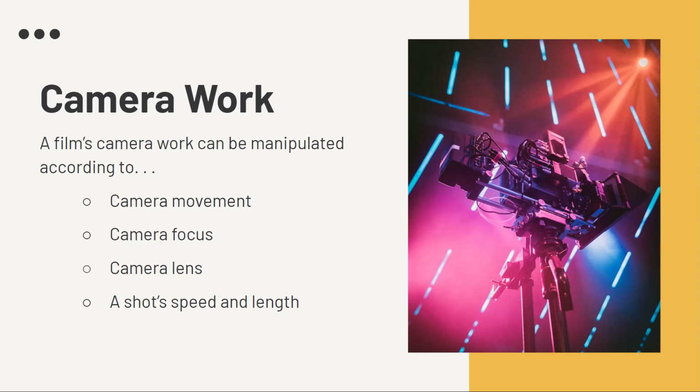Of course, camera work might be the most obvious element of cinematography. For the purposes of our class, camera work refers to how a camera is technically manipulated in a given scene. A film's camera work can be affected by the camera's movement and focus, as well as the kind of lens being used in a particular shot. Different types of camera lenses can affect the focal depth of a shot, and shots, as we've already learned, can be designed according to a filmmaker's specifications, including notes about speed and length.